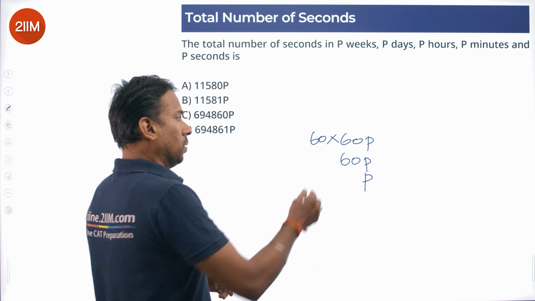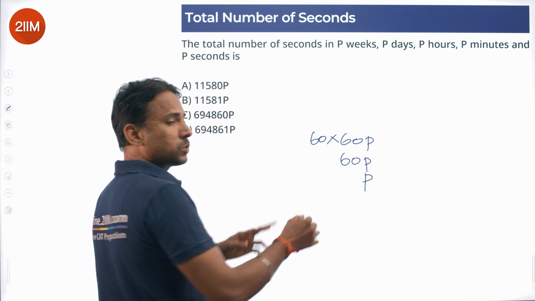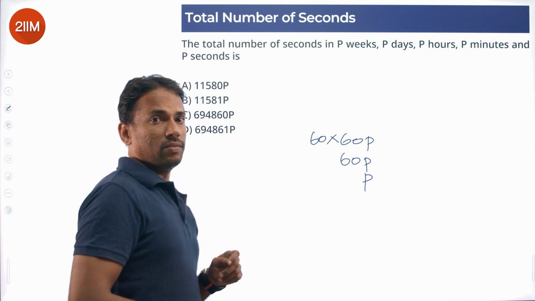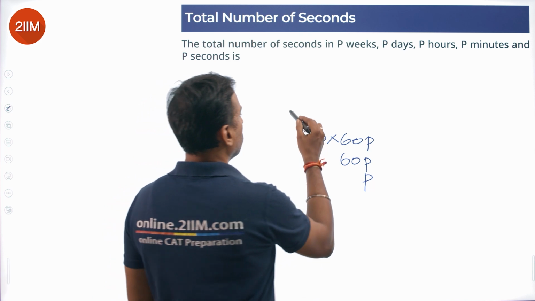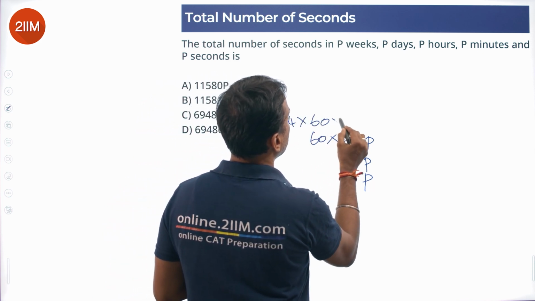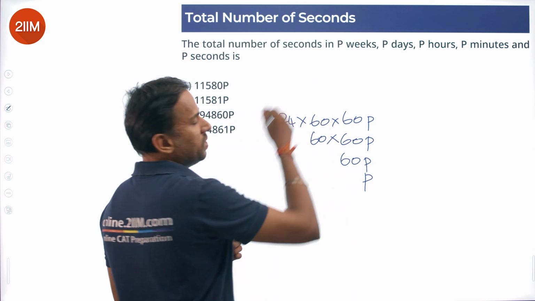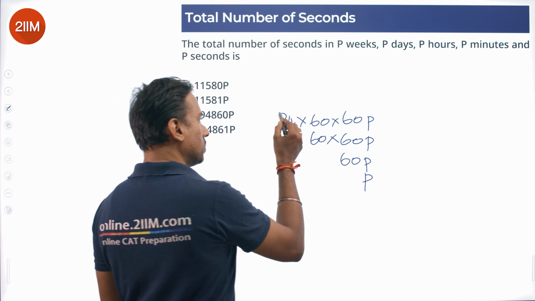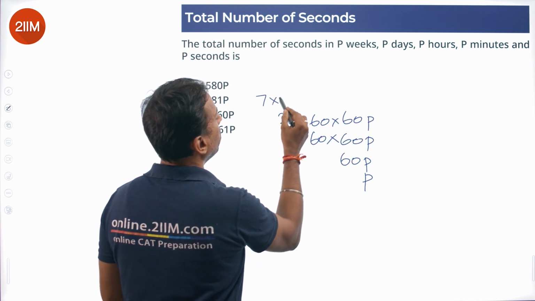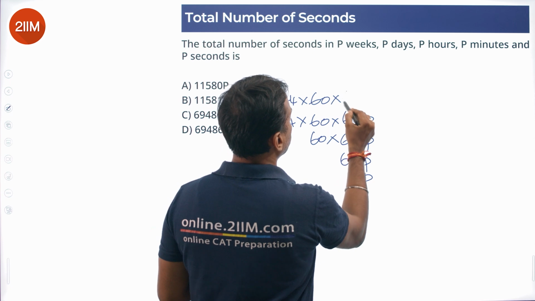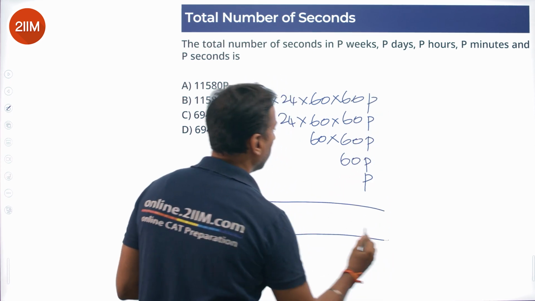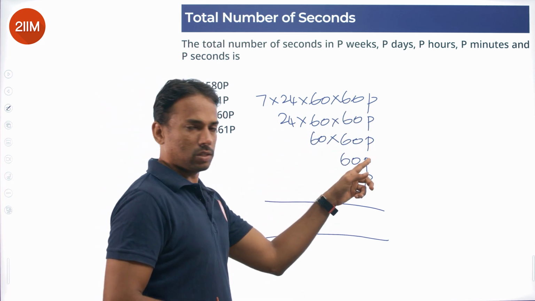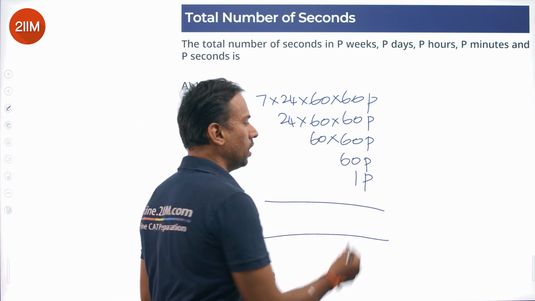P days. P days means once again this content gets multiplied by 24, because in each day we have 24 hours. So that means 24 into 60 into 60P. And P weeks: 1 week has 7 days, so for P weeks this entire content is multiplied by 7. 7 into 24 into 60 into 60P. So my final answer is going to be the addition of all these: this many P plus this many P plus this many P plus 60P plus P, or this is like 1P.